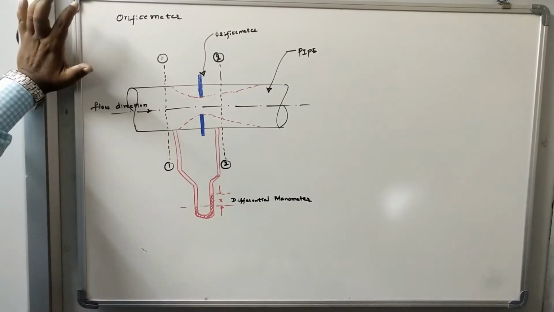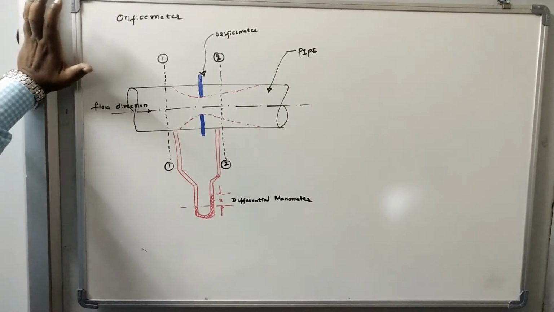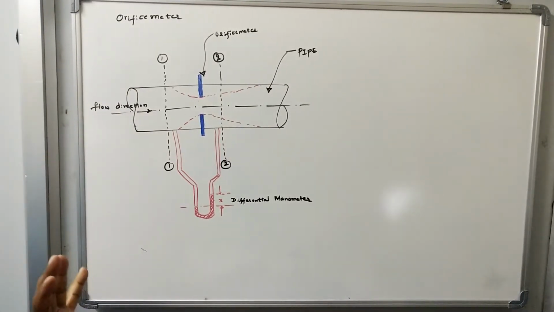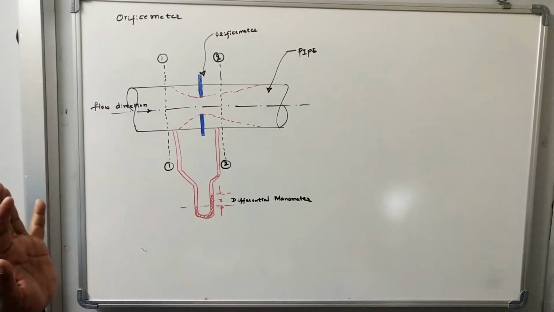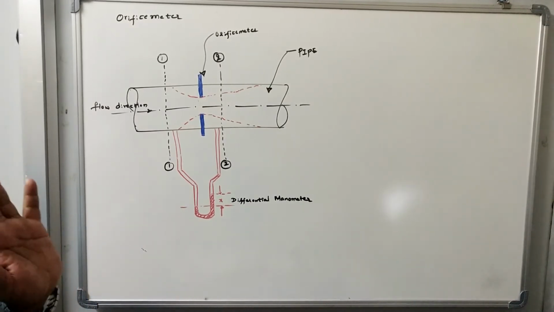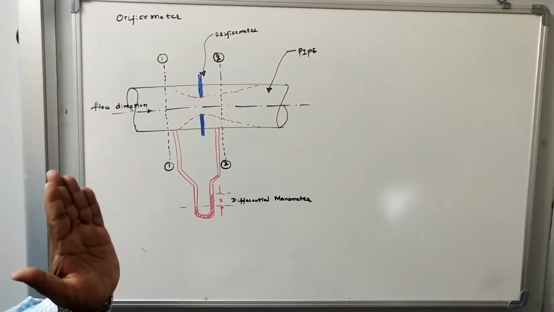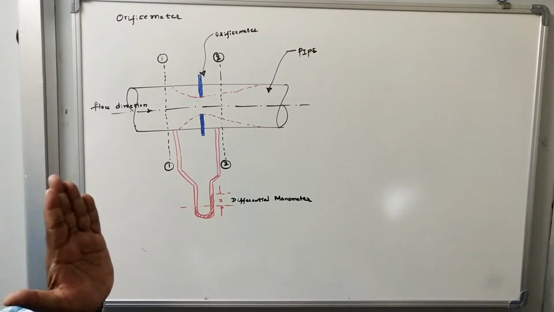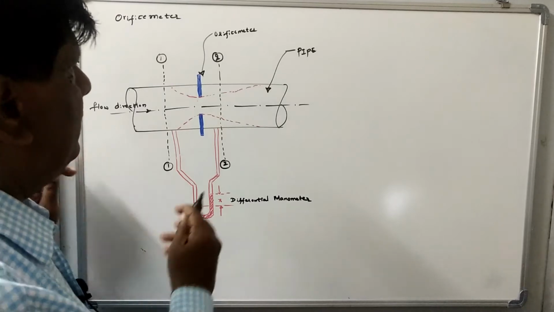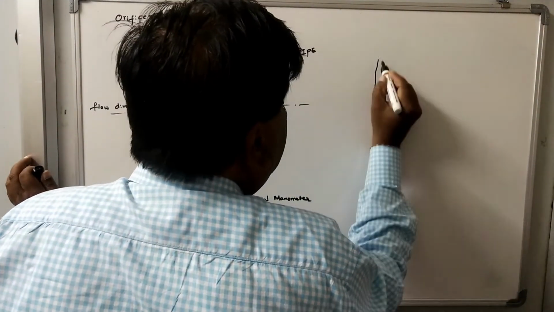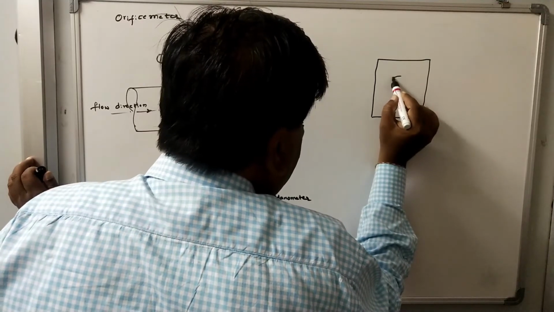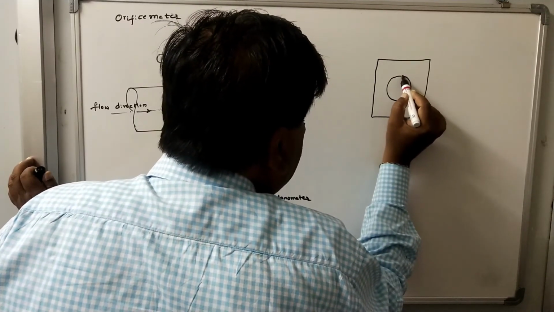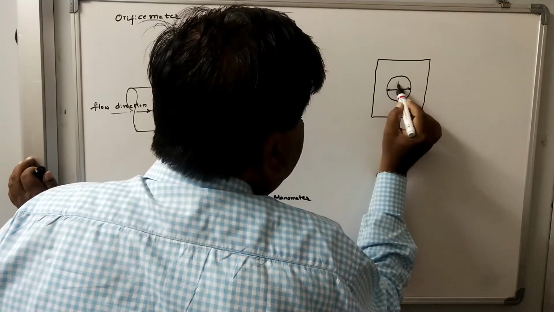In the venturimeter, as I have told, you have a divergent part, convergent part, and throat. But the orifice meter is a very simple device and it is the cheapest device as compared with the venturimeter. The orifice meter consists of a plate, a plate like this, and we make a hole in this plate. The diameter of this hole is small d.